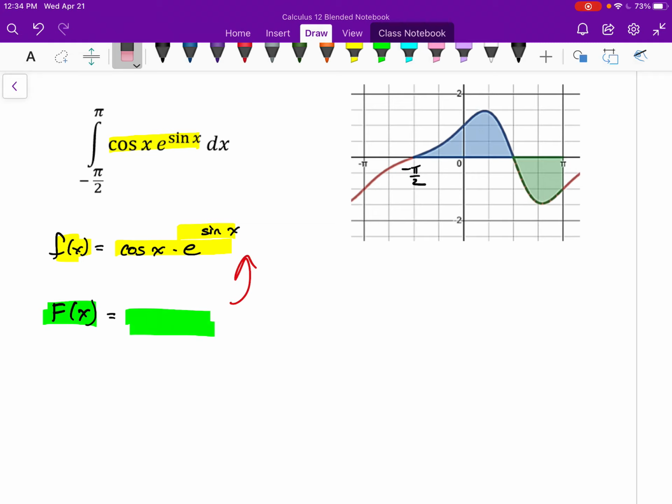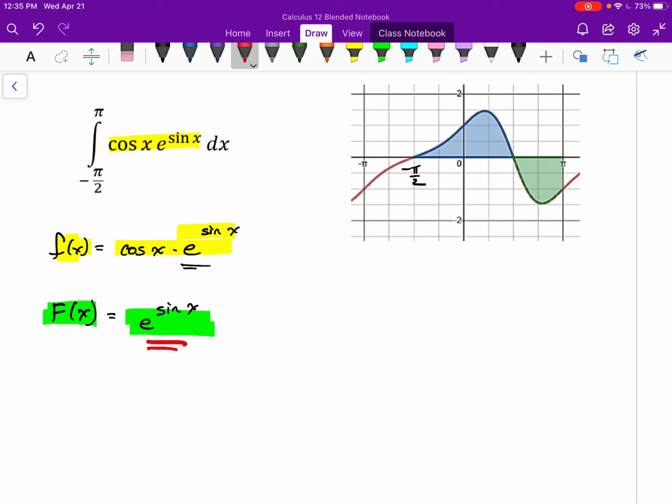And so a guess I would make is that since this does involve e to the power of something, my antiderivative must also involve e to the power of, let's see, sine x. Let's just see. Because I know the derivative of e to the power of sine x will be very, very similar to that. So let's see if this is correct. I know there has to be e to the power of something at least. And so what's the derivative of e to the power of sine x?